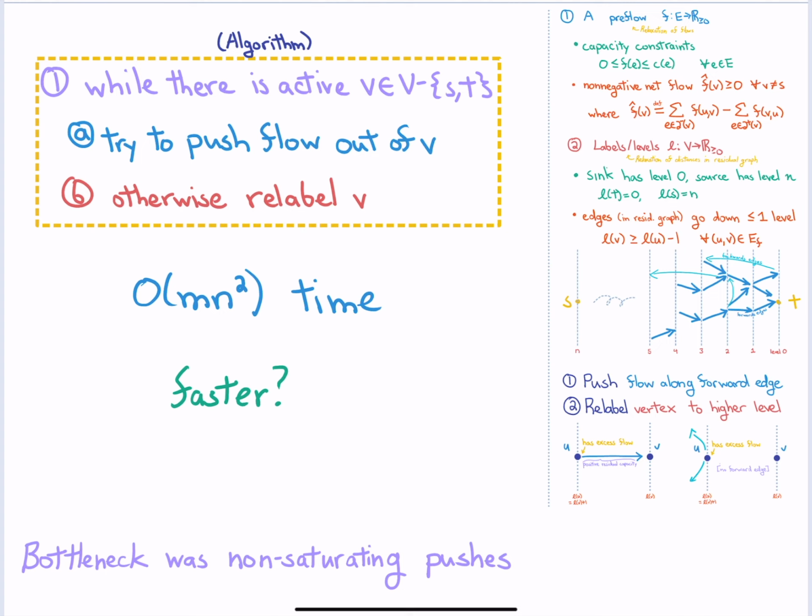Now the next question is, can we do better than mn squared? So the bottleneck is just those non-saturating pushes, the pushes where I'm pushing all the flow out of a vertex, but I'm not using up the capacity of any particular edge. So we're going to try to get that down.